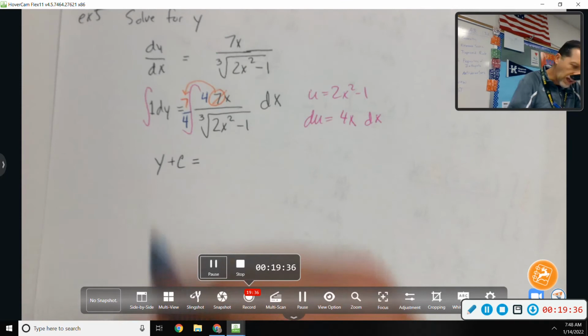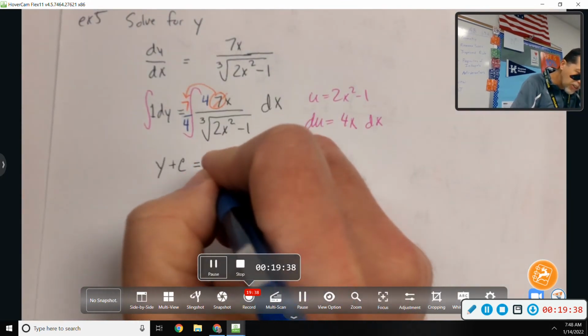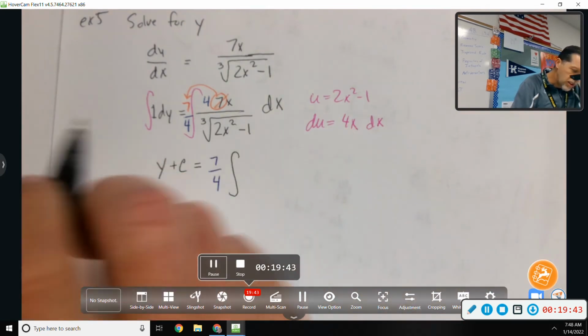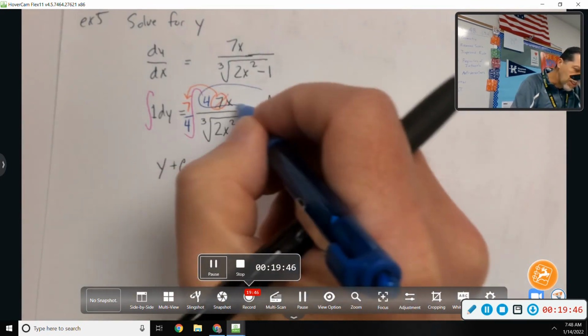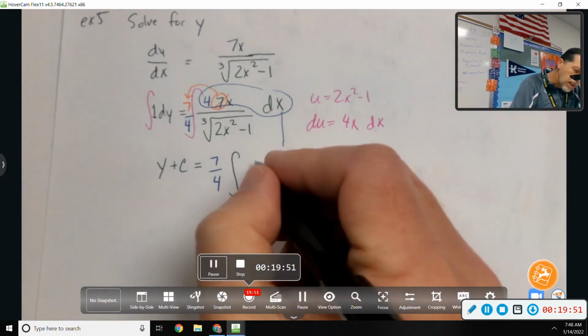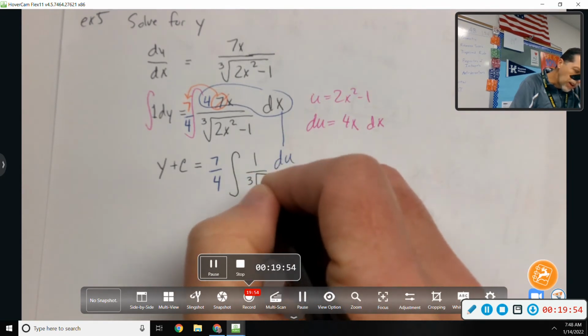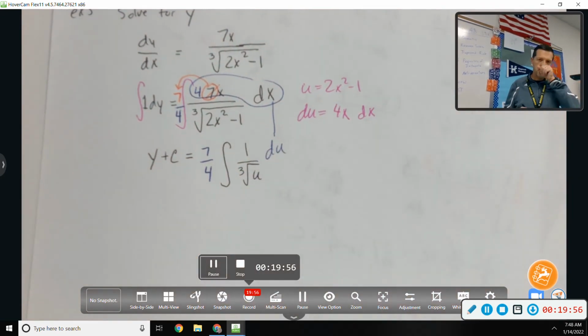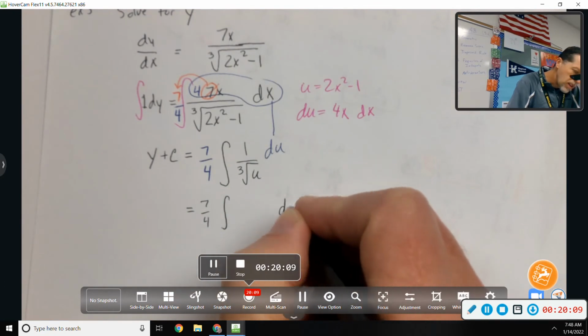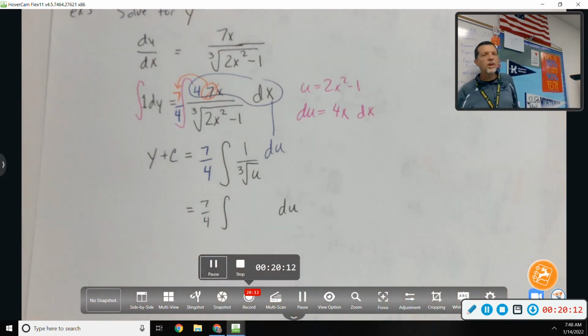Okay, so let's see what we're at here. So out front there's 7/4. Integral of, well, this 4x dx is du. And then 1 over cube root of u. Except I don't like integrating roots. I like integrating powers. So what is 1 over the cube root of u as a power?